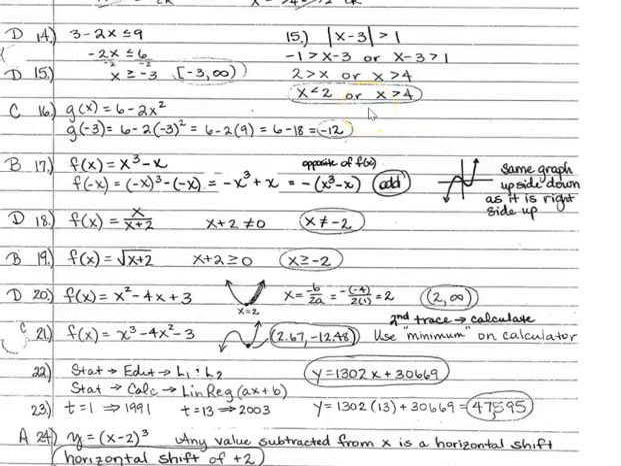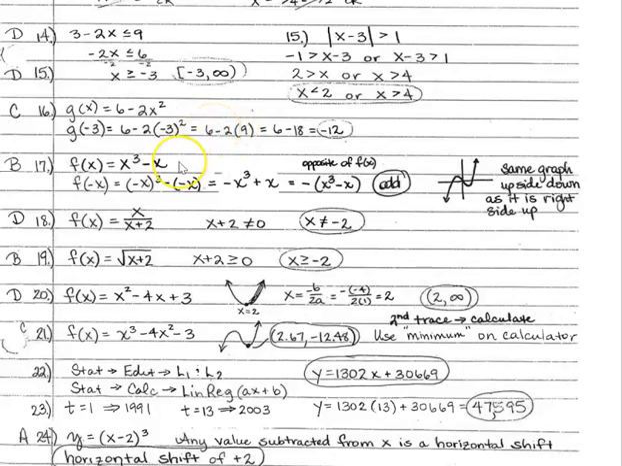All right, then for 16, they asked us if g of x is 6 minus 2x squared to find g of negative 3. So we're going to put negative 3 in the place of x. Negative 3 squared is positive 9, so that's going to be 6 minus 2 times 9. 2 times 9 is 18, and 6 minus 18 is negative 12. Remember that you have to do order of operations. You can't do 6 minus 2 is 4, and then 4 times 9 is 36. We have to multiply before we add and subtract.